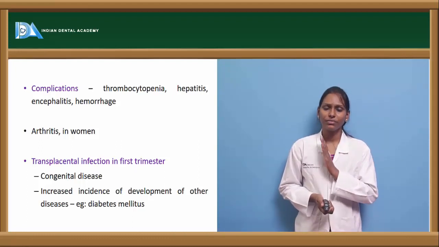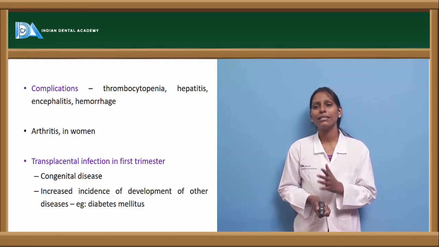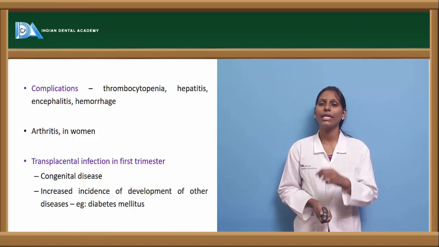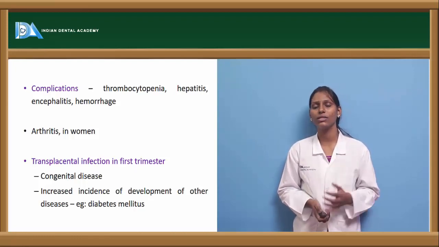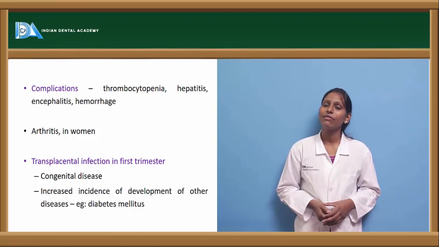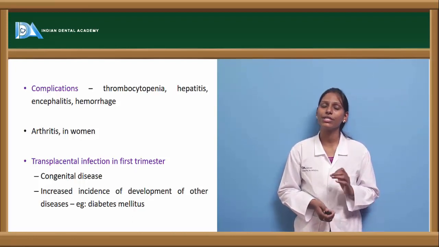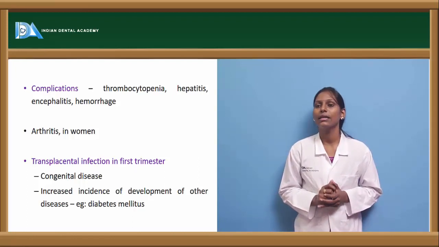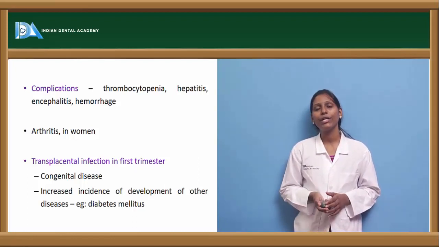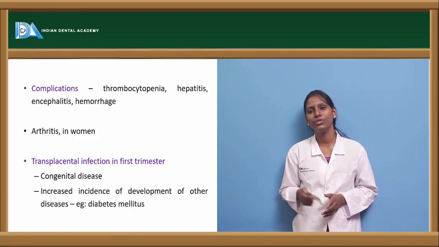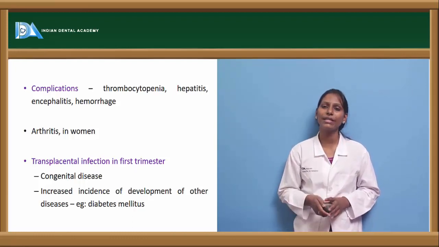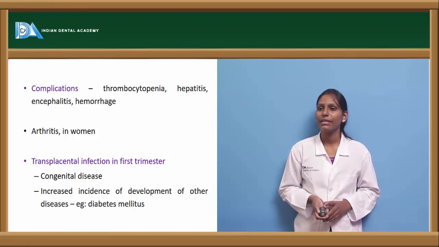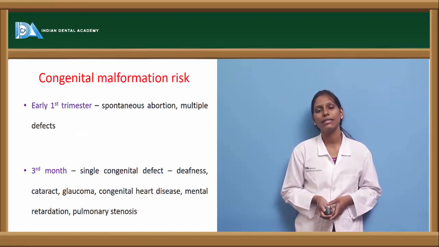Rubella is known to cause a transplacental infection in the first trimester. It can cross the placenta. Whenever there is an infection in the first trimester, the fetus can have a congenital disease. There will also be an increased incidence of other diseases in children who are infected with rubella during pregnancy, especially diabetes mellitus.